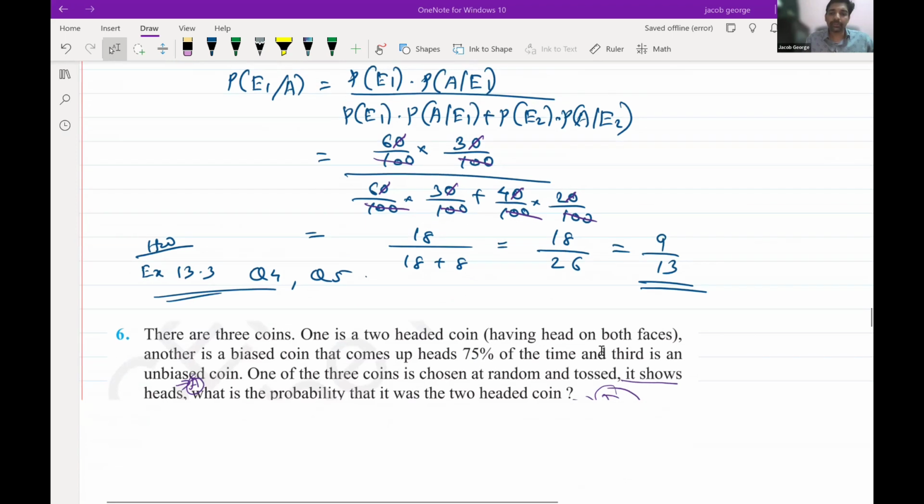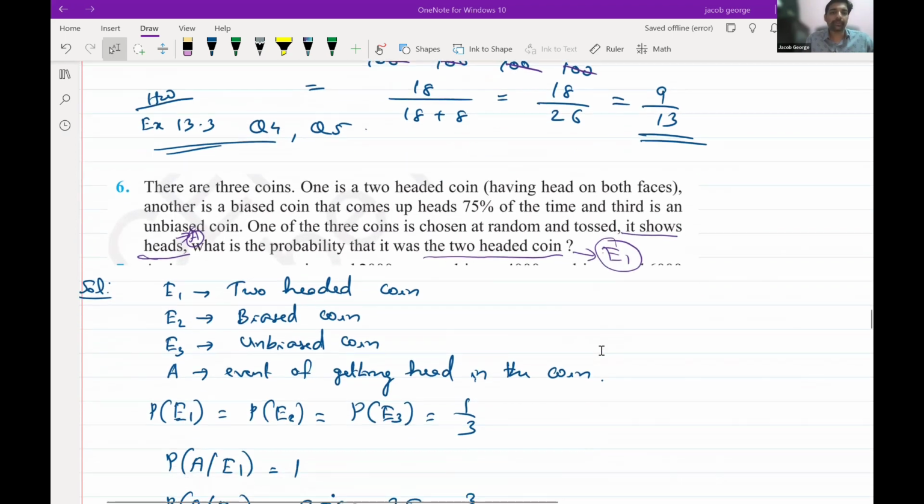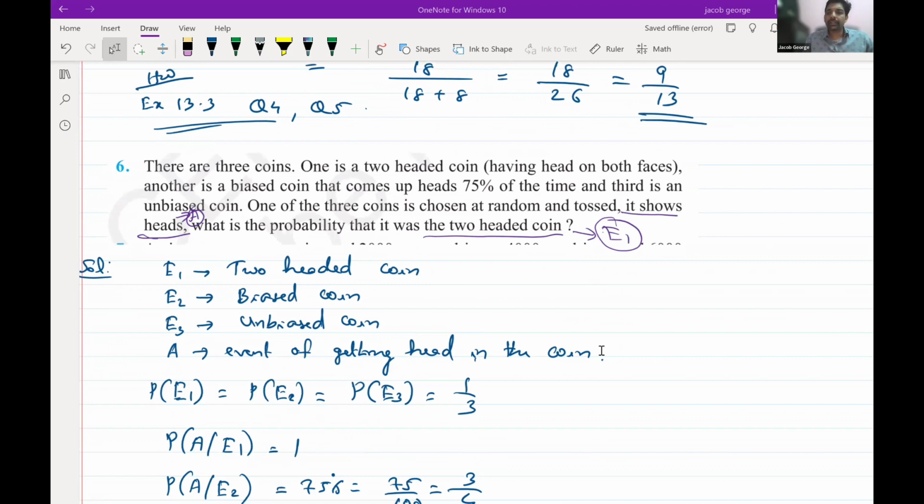Now, question number 6. Question number 6 is a similar one. There are 3 coins. 3 coins means we are going to choose E1, E2, E3. 3 coins, 3 events you will be selecting. Now, what are the 3 coins here? One is a two-headed coin. Two-headed coin means having head on both faces. In two-headed coin, probability of head will be 1 because both faces are head. Probability of tail will be 0 because there is no tail. So this one we are going to take E1.